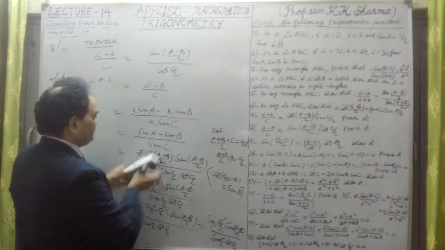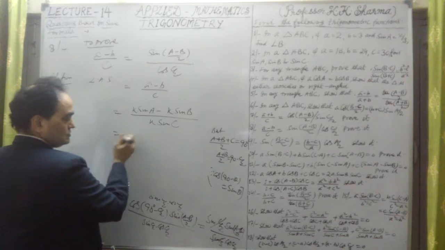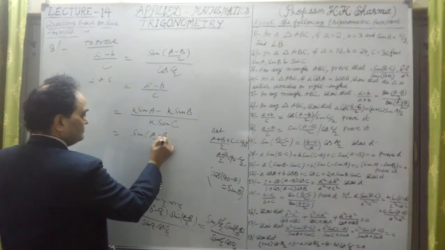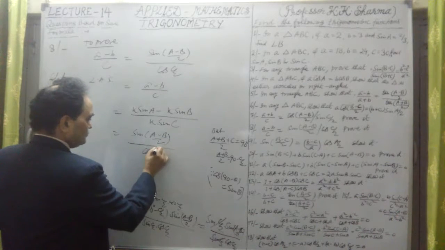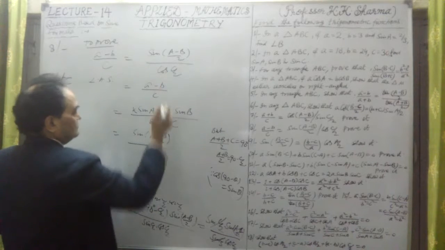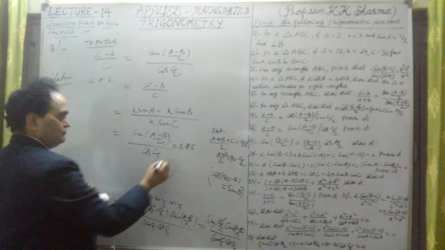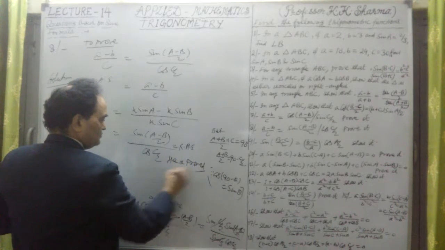What are we left with? We are left with sine A minus B by 2 whole divided by cos C by 2. This is the right hand side. Hence proved. Okay, hence it is proved.